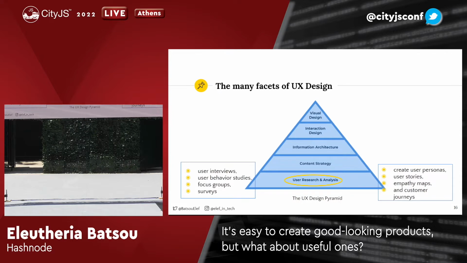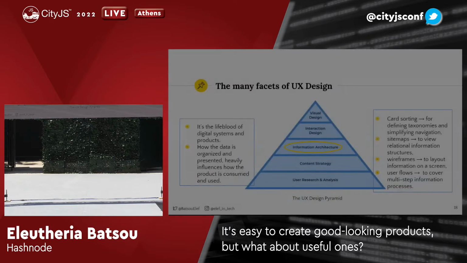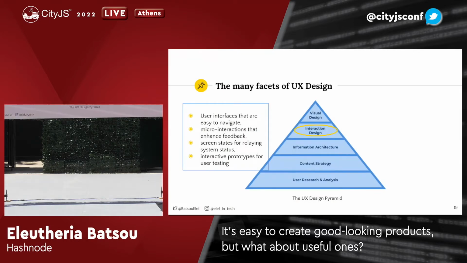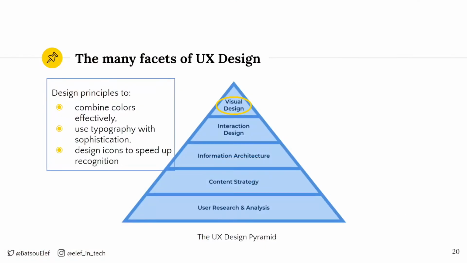So I wanted to mention here that you don't have to be a dedicated UX researcher in order to perform those things. You can just educate yourself, and we will do that in a bit, and you can perform many of these things as well. So yeah, second stage, content strategy, with writing product copy and micro copy, selecting the right wording and tone for target users, etc. And information architecture, this is the lifeblood that connects everything together, and it's one of the most crucial steps. And then the 2 other steps, interaction design and visual design, again, I'm not going into detail because we are going to see them in a bit when we talk about our UI guy.